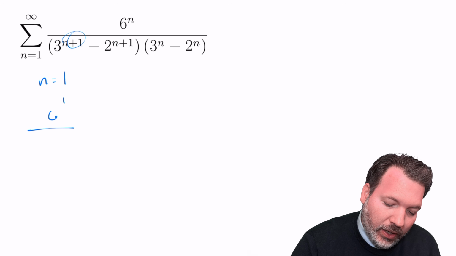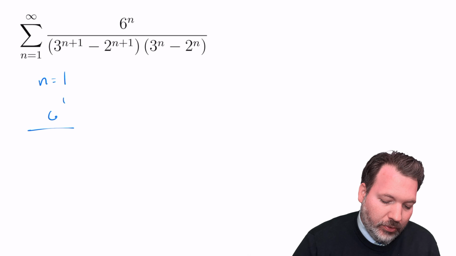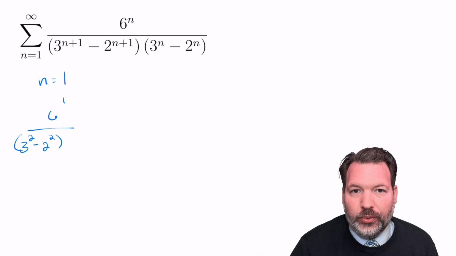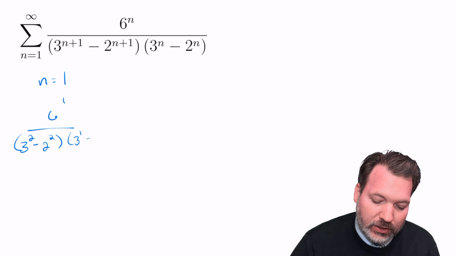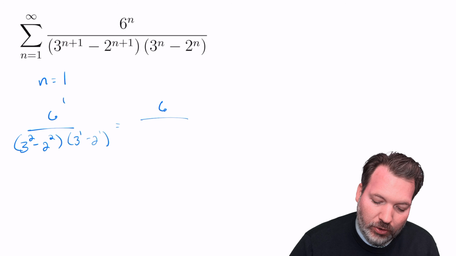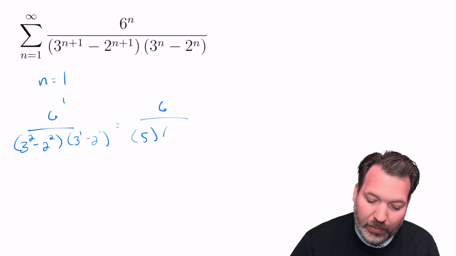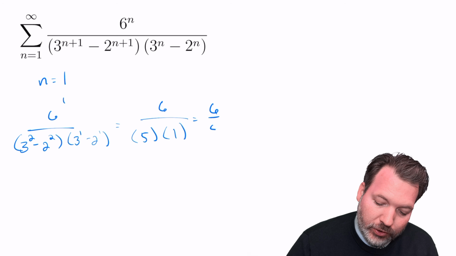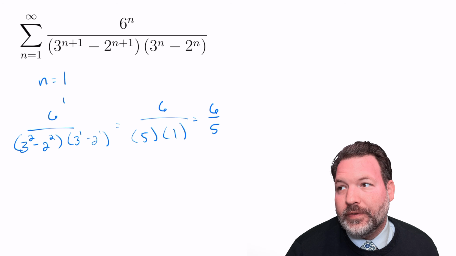Obviously, for our n plus 1 exponents, we're incrementing forward for a second. 1 plus 1 is 2, so we're looking at the difference between the second powers of 3 and 2. For 3 to the n minus 2 to the n, we're looking at 3 to the first minus 2 to the first. As we evaluate all of that, we get 6 over 3 squared is 9 minus 2 squared is 4, so that's 9 minus 4 makes 5, times, of course, 3 minus 2, which makes 1. So for this first term, which is also the first partial sum, we get 6/5. We're starting off at 1.2.